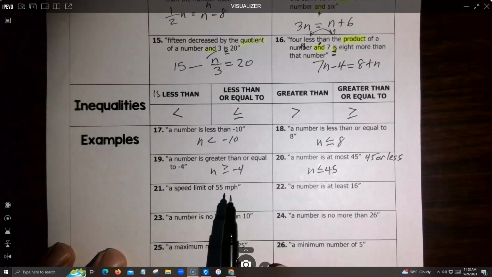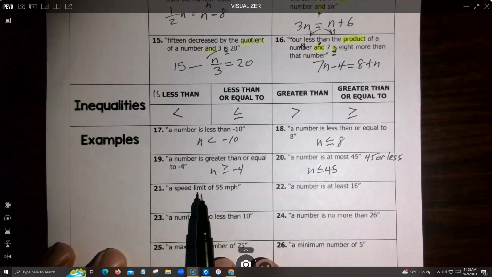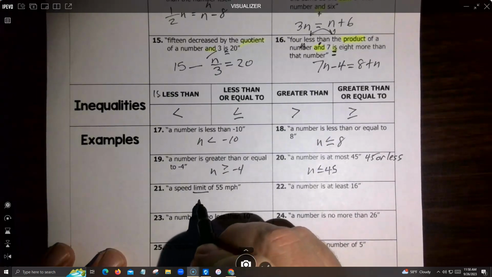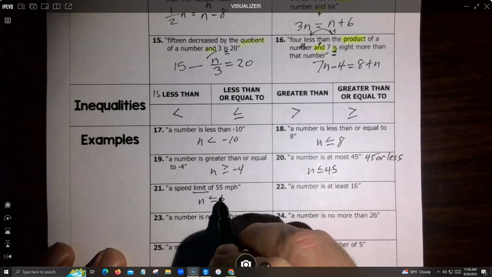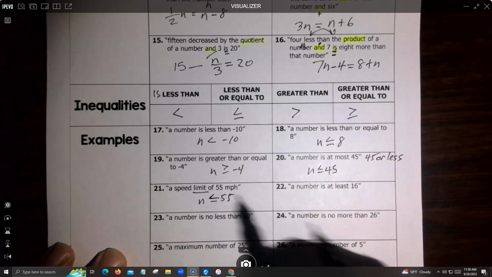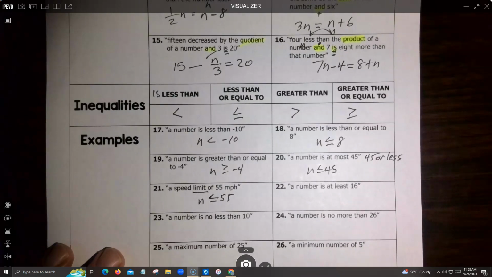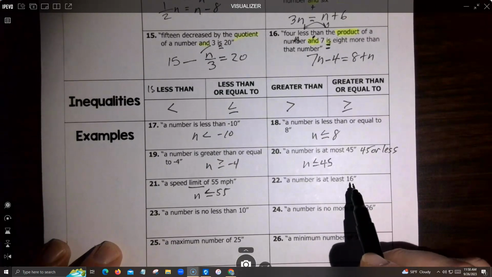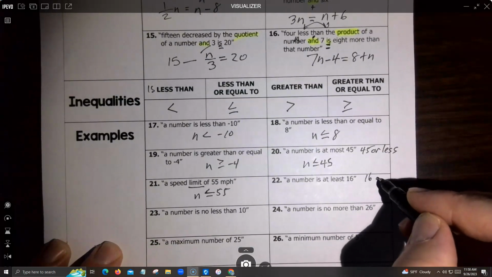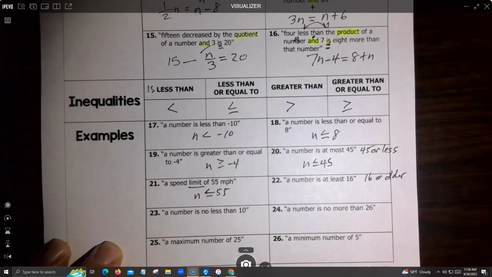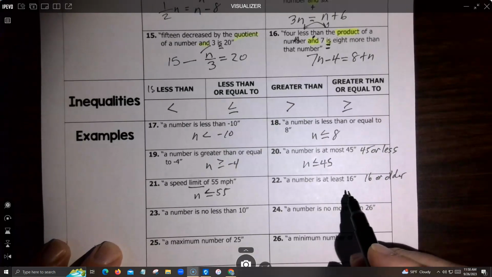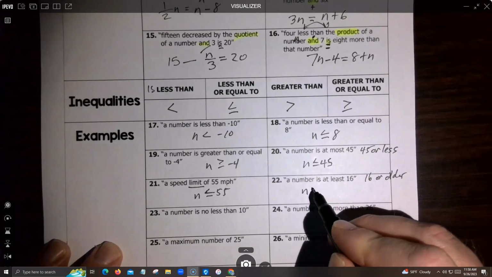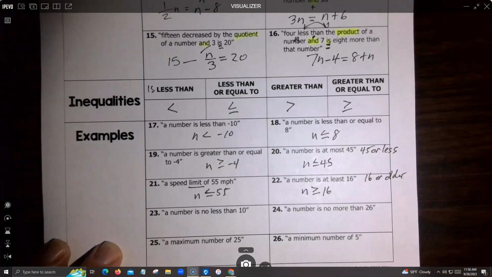Okay, a speed limit of 55 miles per hour means a limit, that's the most you're supposed to be going, is 55. So that means your speed is less than or equal to 55. You can go all the way up to 55, but you're not supposed to go more than that. A number is at least 16. So if you're at least 16 years old, you're 16 or older, right? So in this case, n is greater than or equal to 16. You're 16 or bigger here.